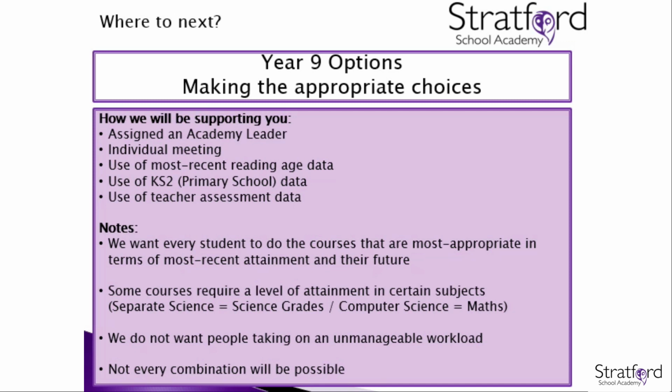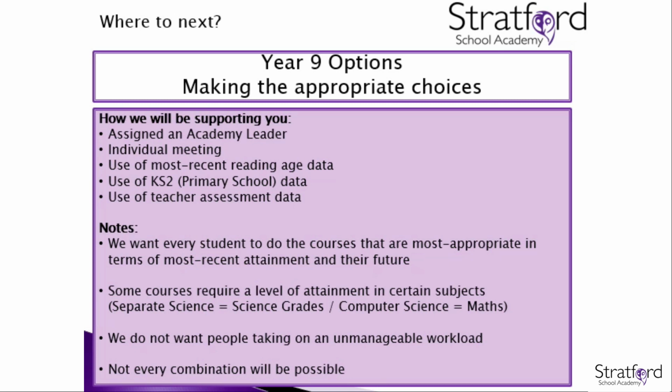It's important to note that we want everybody to do the most appropriate courses for them. So we will be taking into account that recent attainment data. Some of the courses will require specific grades. For example, to take separate science, we will be looking at your science grade and making sure you meet the minimum expectation. To complete computer science, we'll be looking at your maths GCSE predicted grade and making sure you meet the minimal requirement. It's also important that you give yourself a manageable workload. You should be taking a broad range of subjects and making sure that the assessment plan and formation of these subjects all work together to give you a manageable workload.